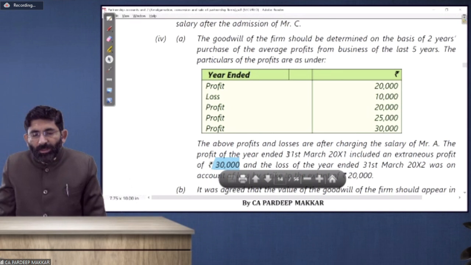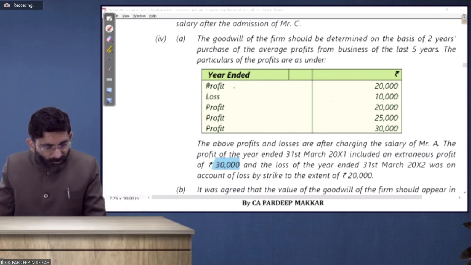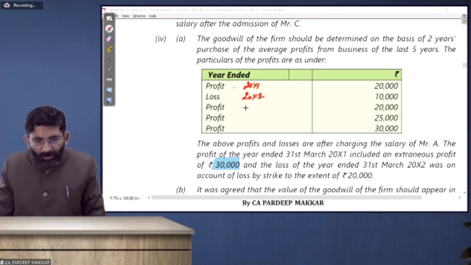He says the profit of the year ended 31st March 2011 includes an extraneous profit. Extraneous means extraordinary profit, the profit which is not a normal profit, which is not a routine profit. The year ended is not given to you, maybe you know. Just a moment. There is some error in the question also because full information is not given in the question. So it starts from 2011. From the solution, we find it: 2011, 2012, this is 2013. By chance, this information is missed in the question.